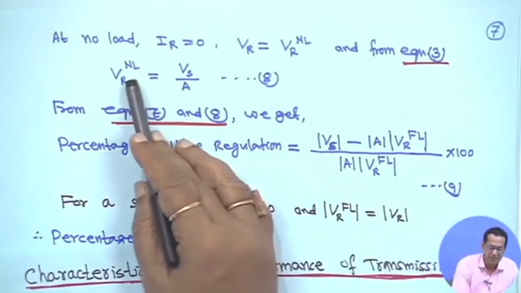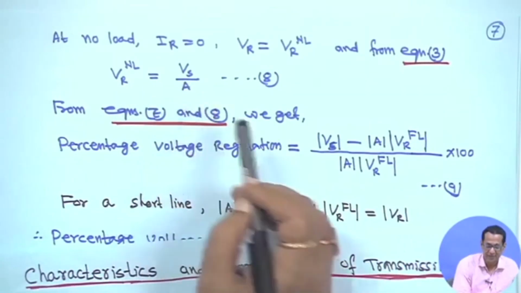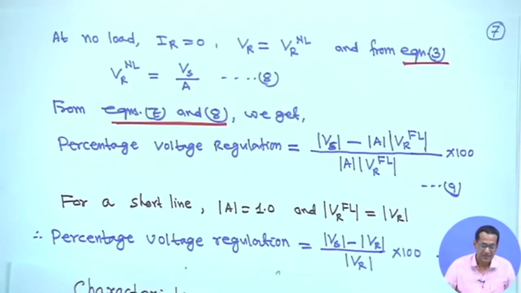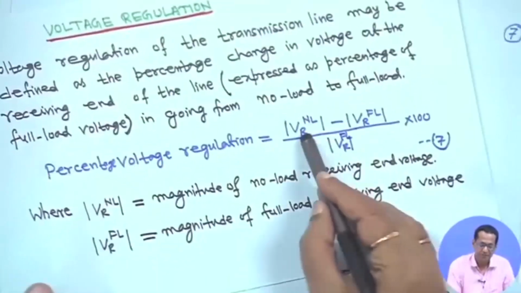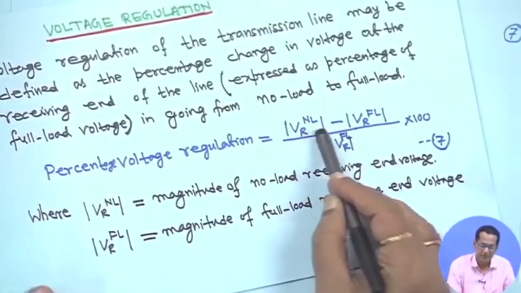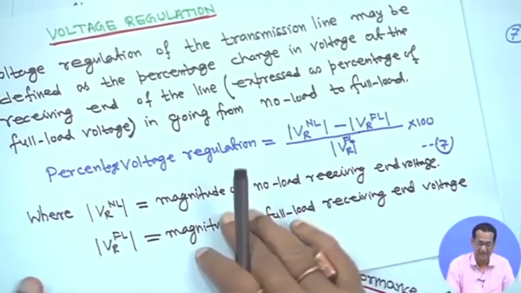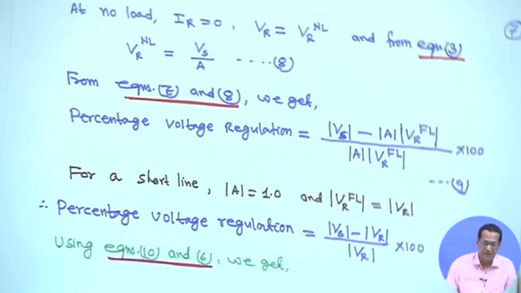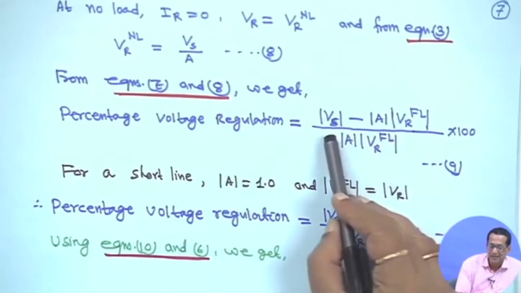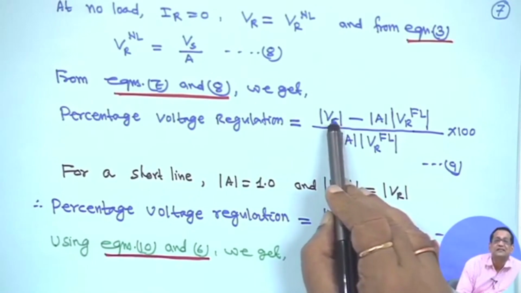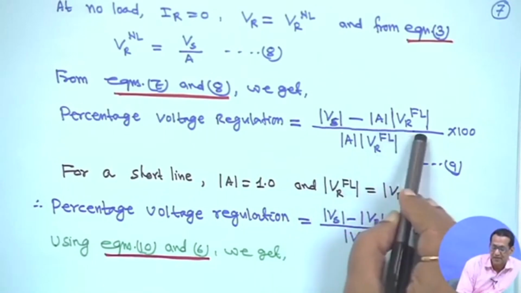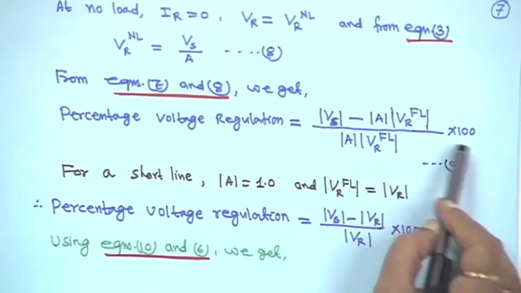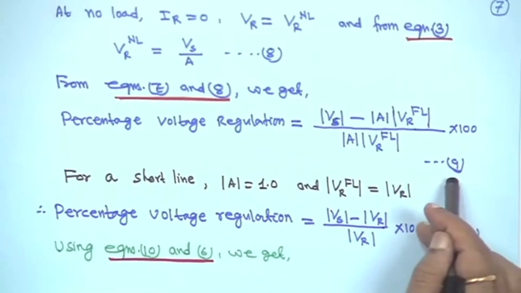Therefore, this VR no load equal to Vs upon A you put in the previous equation, equation 7. Once you put VRNL equal to Vs upon A and simplify a little bit, it will be magnitude Vs minus magnitude A into VRFL, divided by magnitude of A into VRFL, equal to 100. So, this is equation 9.